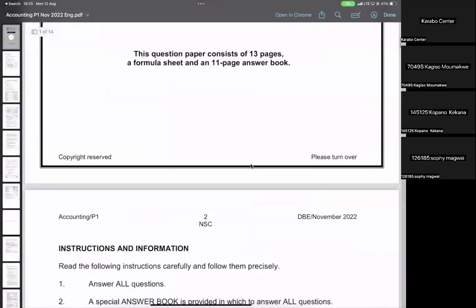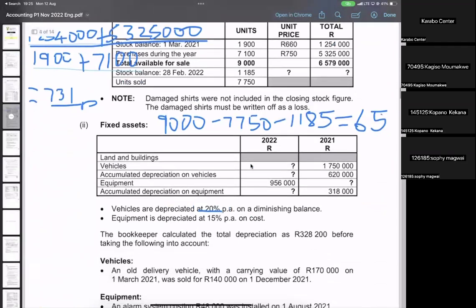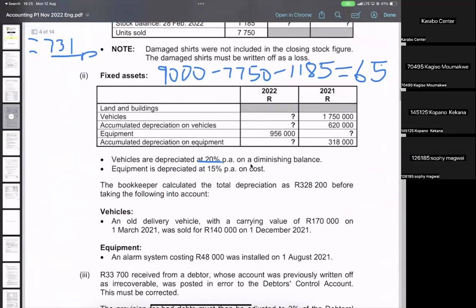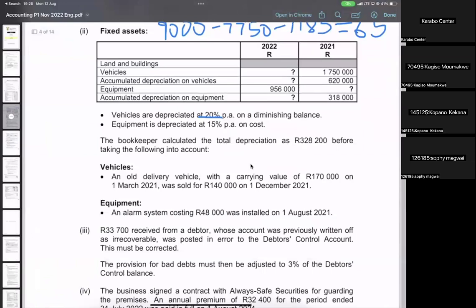Let's go to question 1.2.2. It says calculate the total depreciation for the year. Let's go to our depreciation. It says equipment is calculated at 15% per annum on cost. It continues and says the bookkeeper calculated the total depreciation as 328,200 before taking the following into account. It says an alarm system costing 48,000 was installed on 1 August. Let's go back to our calendar.